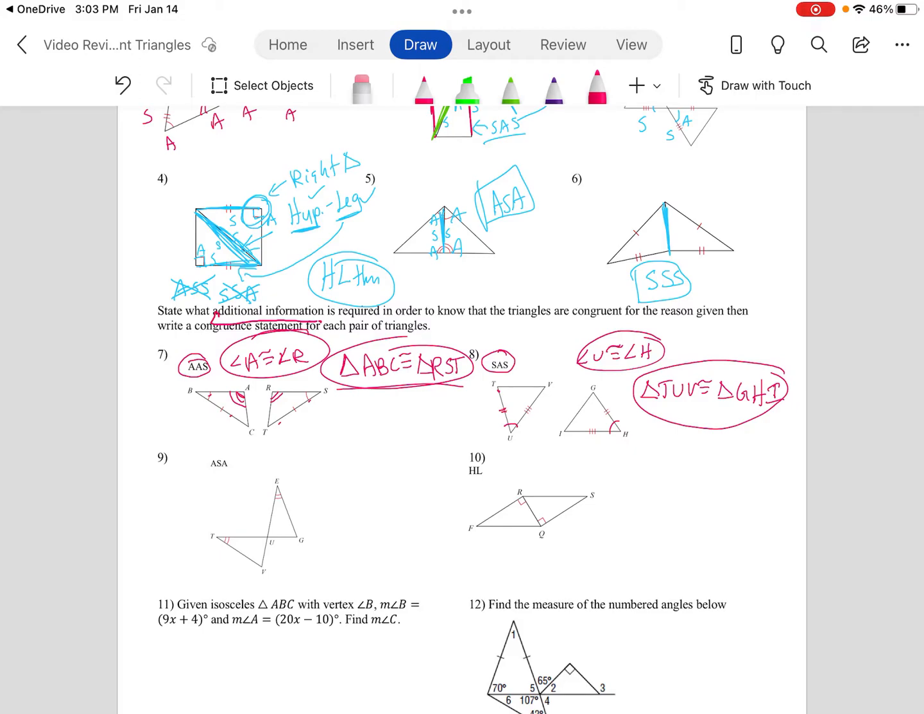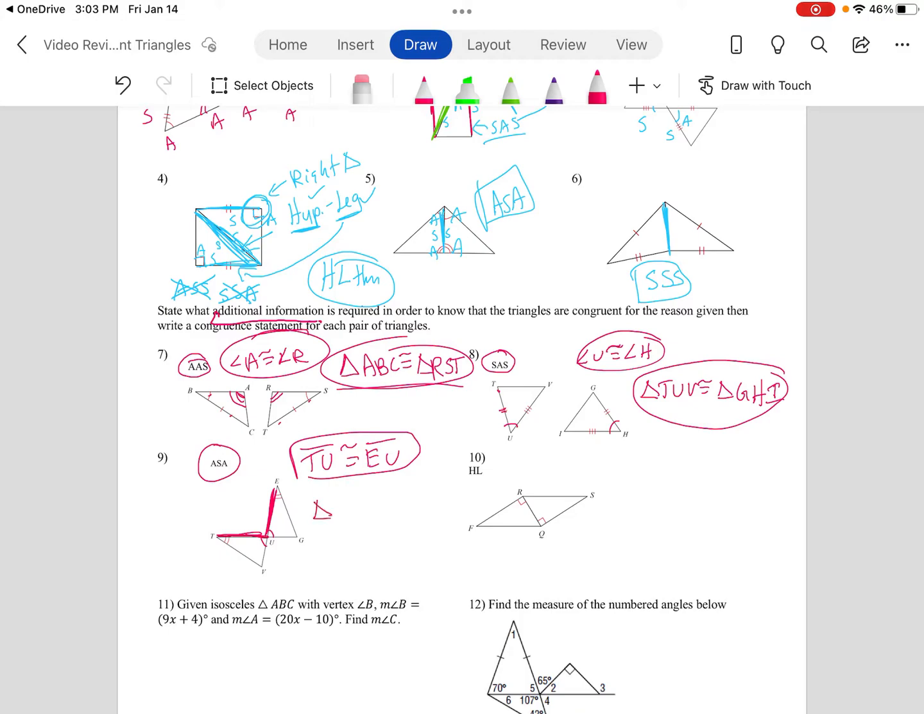This next one, I know this angle and this angle are congruent because the vertical angles are congruent. That's not my additional piece of information. For this to be angle, side, angle, it has to be the side between the two angles that I know are congruent. So that's going to be TU is congruent to EU. Okay, that's my first piece of information.